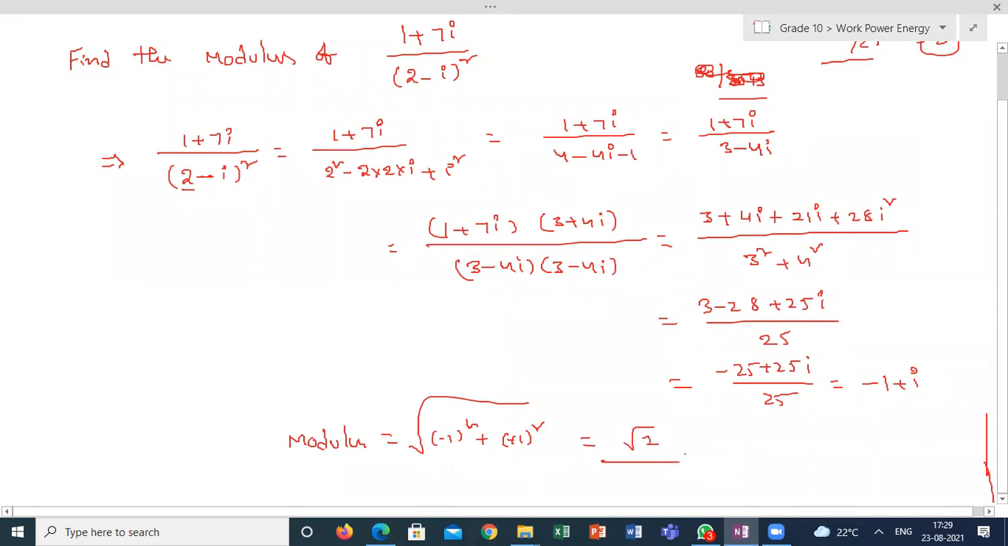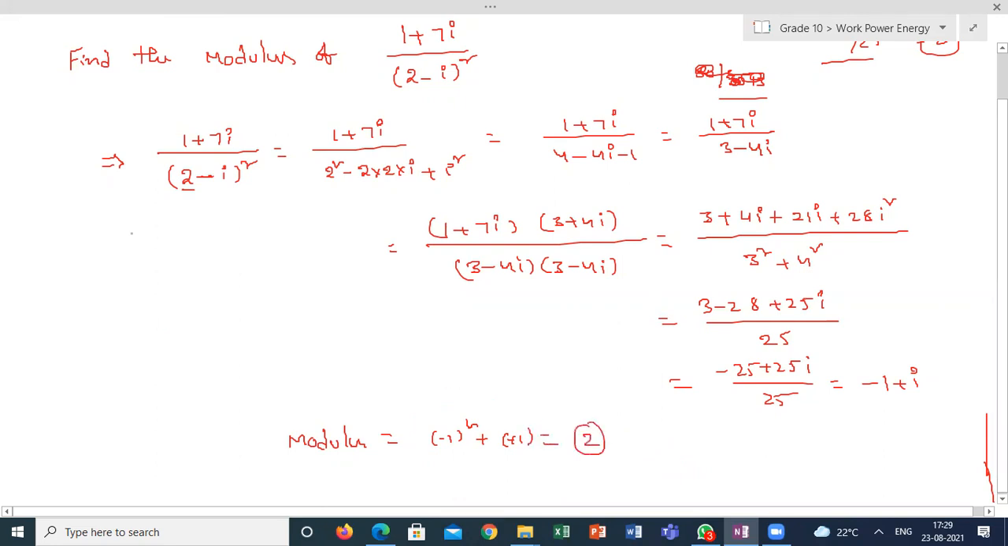Sir, instead of doing like this, we can find the modulus of 1 plus 7i and the modulus of 3 minus 4i, and then we can club it, right? So what is the modulus of 1 plus 7i? It would be 1 square plus 7 square. It's not under the root. Sorry guys, it's my mistake.